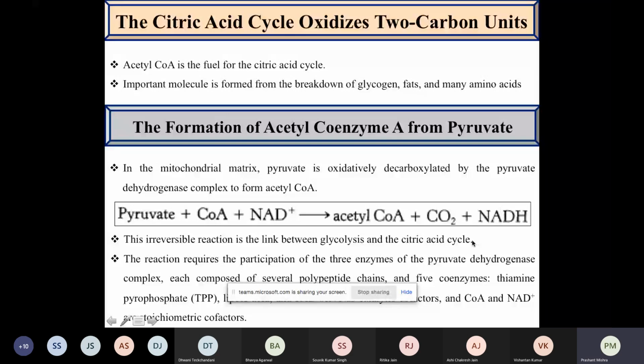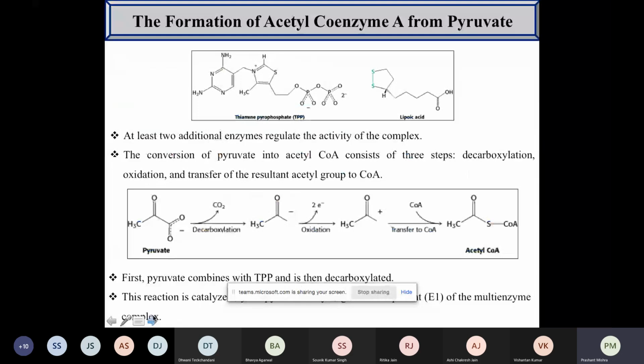So if you look at this reaction, I'll just give you the complexity. These are the complex structures of thiamine pyrophosphate, which is required. It is a lipoic acid. So the most important thing is what happens when pyruvate is converted into acetyl CoA. Pyruvate is decarboxylated first, and then this molecule is transferred, and then the coenzyme A gets attached to this acetyl group, and then you form acetyl CoA. Here, the other coenzymes which are required are TPP and lipoic acid.